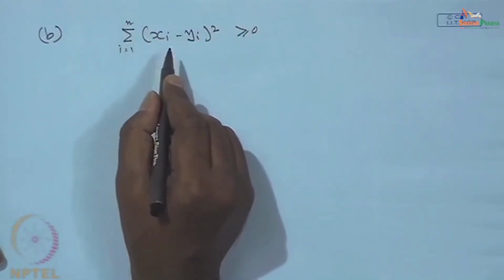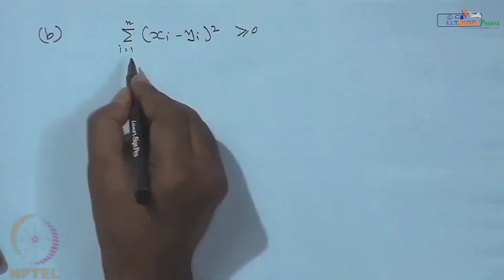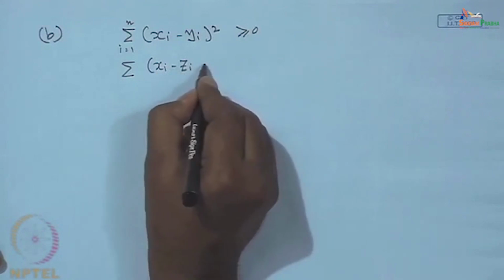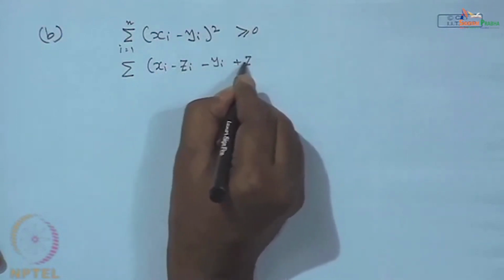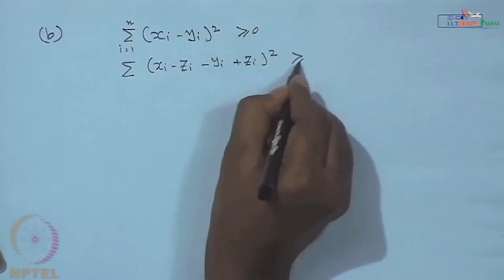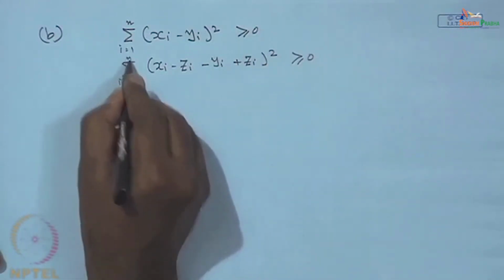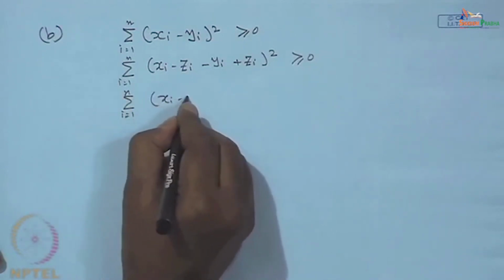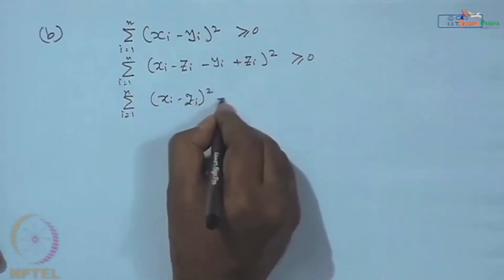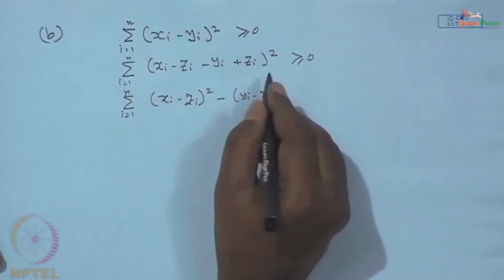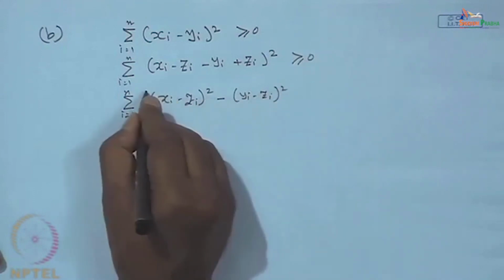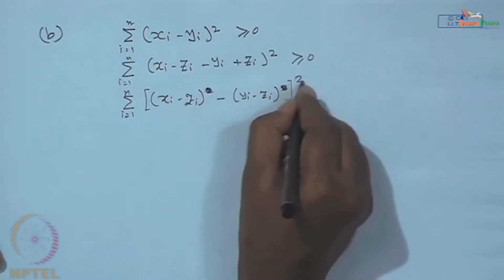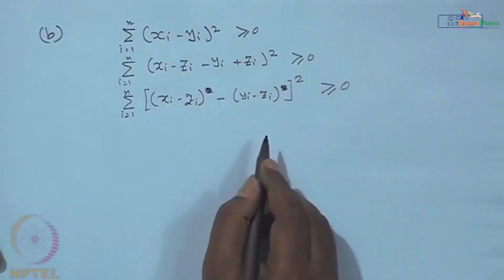and we will subtract z_i and we will add z_i. So, this will be summation of (x_i minus z_i minus (y_i minus z_i)) squared. Again this is an identity. So, therefore, we rearrange this one: (x_i minus z_i minus (y_i minus z_i)) squared greater than or equal to 0.